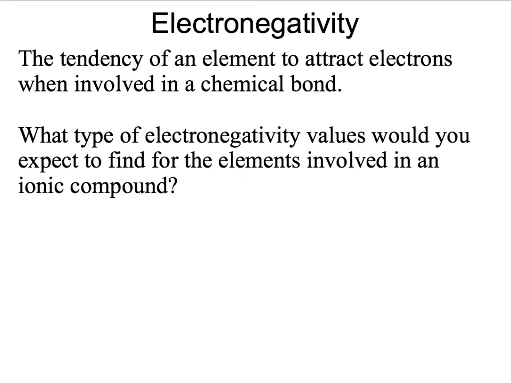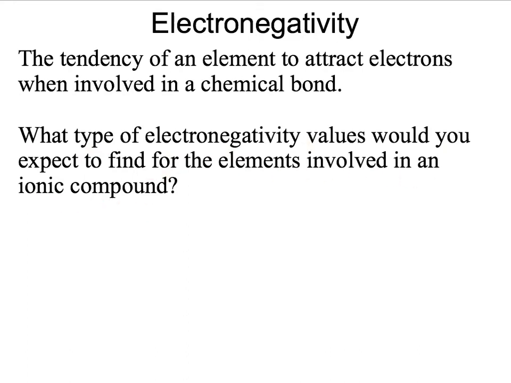Alright, so if I take a look at this term electronegativity, and we saw this in our last chapter, this is the tendency of an element to attract electrons when it's involved in a chemical bond. It's an assessment of the strength of those elements. How strongly are you pulling on the electrons of another element? So, what type of electronegativity values would we expect to find in the elements of an ionic compound?